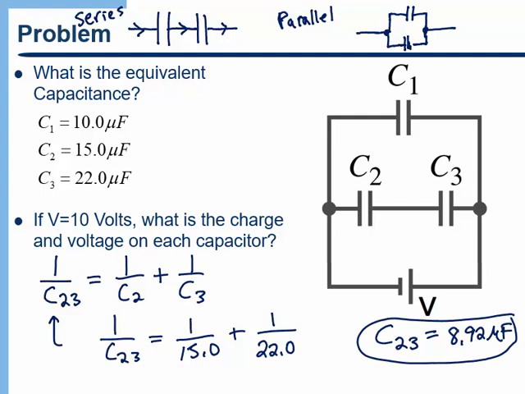If you didn't get that, my guess is that you added the two fractions, but you forgot to then do 1 over to find C23. That is the most common mistake that students make on problems involving capacitors. When you're adding capacitors in series, it's really easy to do this part, but notice that's not C23, that's 1 over C23. Okay, so make sure that you remember that.